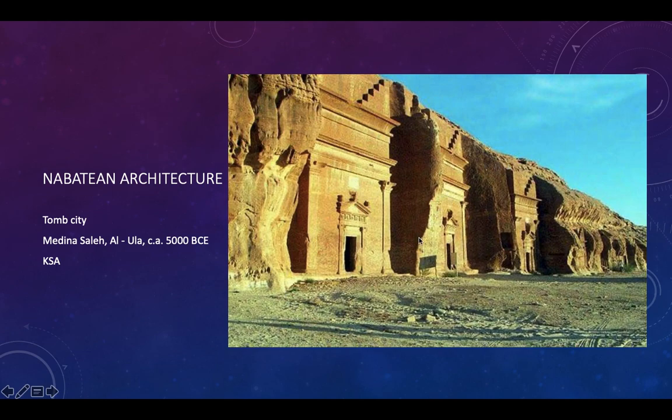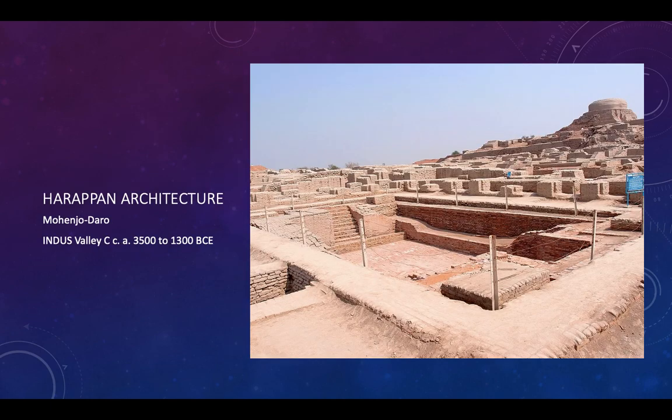As the tools of mankind have developed, and as science has evolved, we can see that our building construction technology is also evolving with the age. This is Harappan architecture, the site called Mohenjo-daro, in the Indus Valley civilization, which was around 3500 BCE to 1300 BCE.